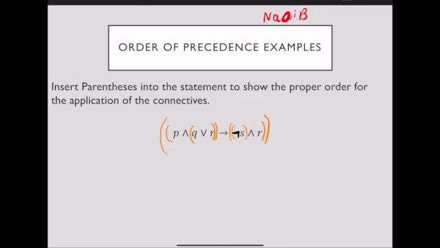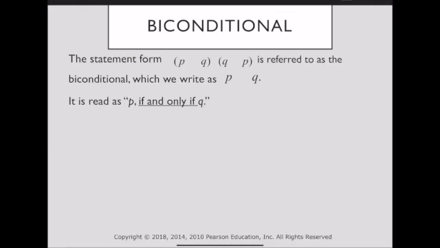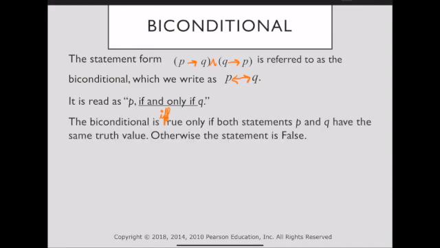The next thing I want to talk about is the biconditional. This is the statement written as P implies Q and Q implies P. It's referred to as the biconditional, which we write with this double arrow. And it's read P if and only if Q. You might also see that written IFF, that is like a shorthand for it in classes, like if and only if. The biconditional is true only if both statements of P and Q have the same truth value. Otherwise, the statement is false.